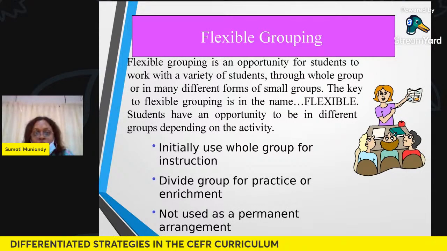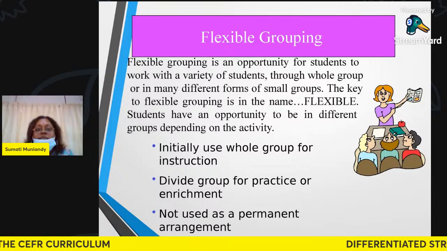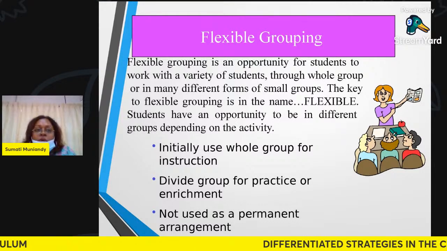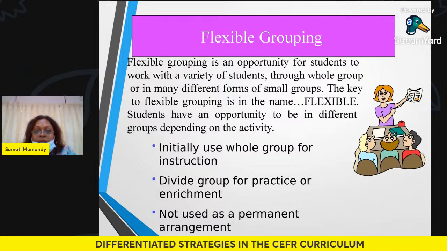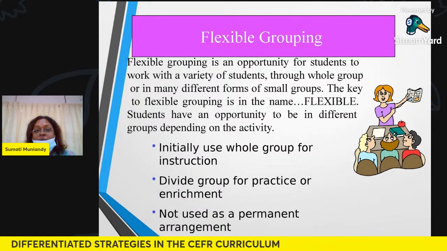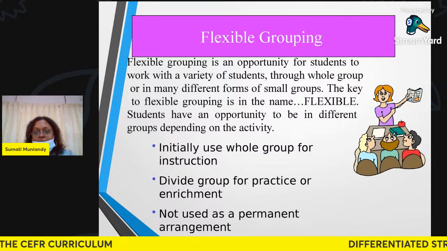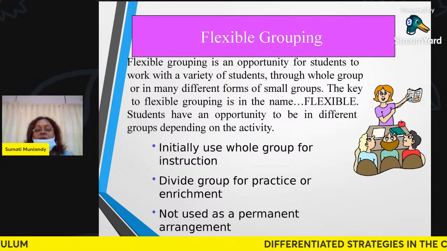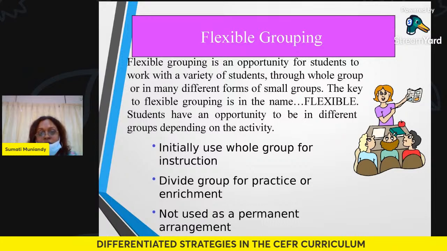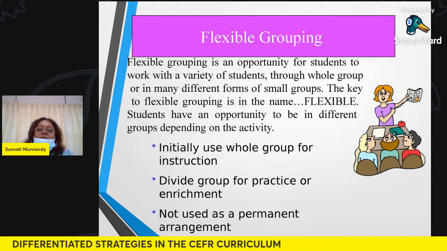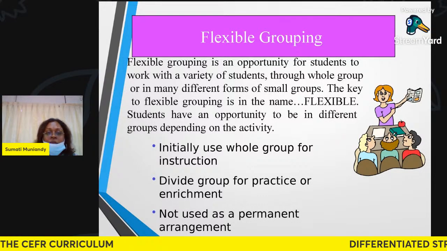Yeah, all right. Flexible grouping is an opportunity for students to work with a variety of students, through whole group or in many different forms of small groups. The key to flexible grouping is the name: flexible. Students have the opportunity to be in different groups depending on the activity. Initially, use whole group for instruction, then divide them to do their practice or enrichment exercises.